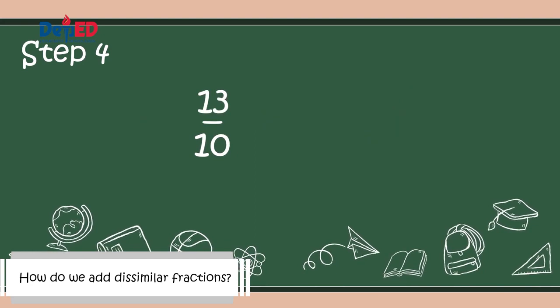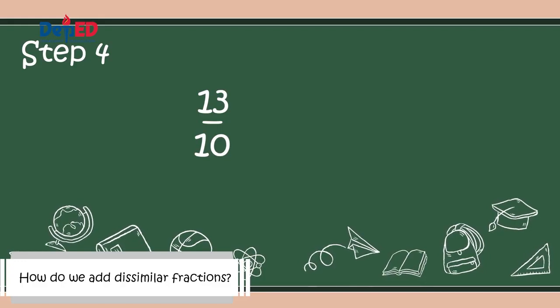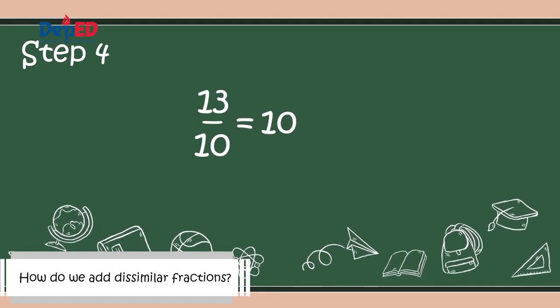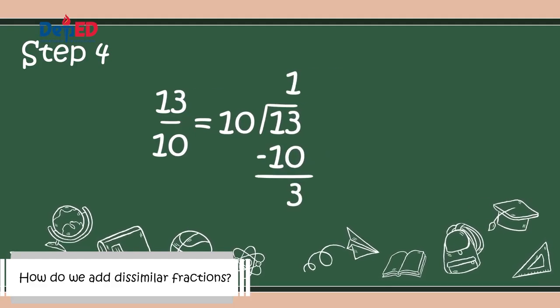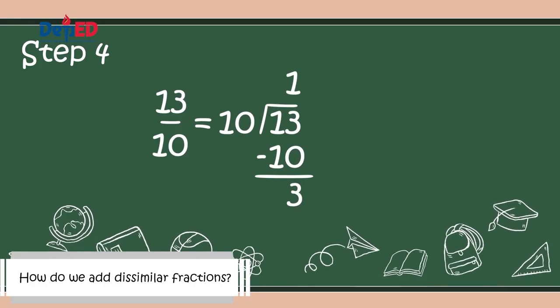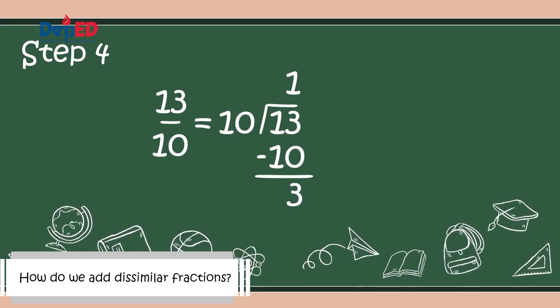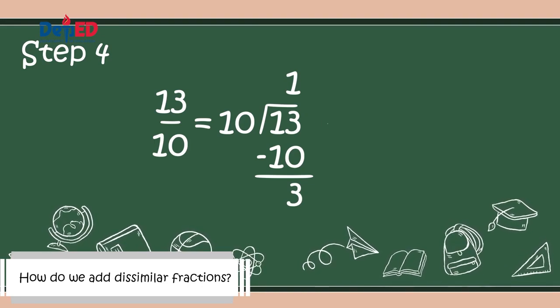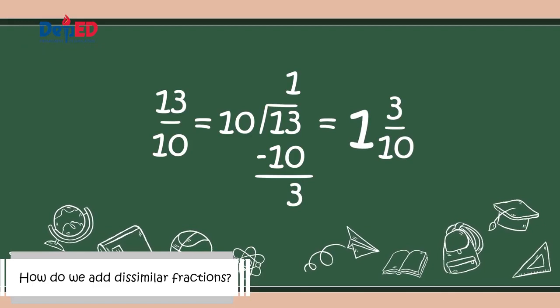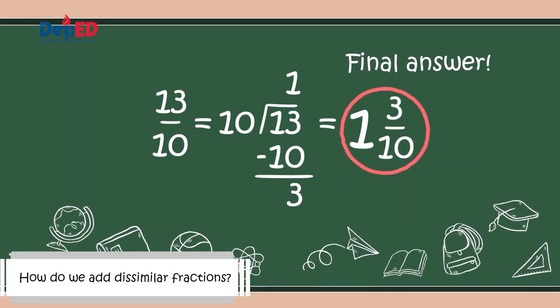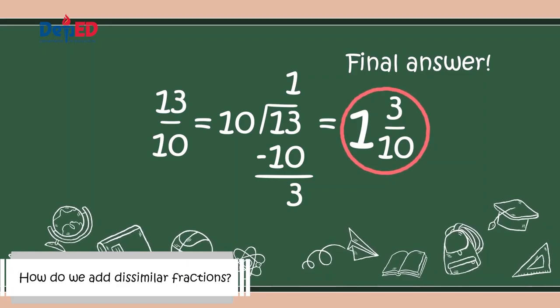Step 4. Reduce the answer to lowest term if possible. Since the answer is an improper fraction, change it to mixed number by dividing numerator by the denominator. 13 divided by 10 equals 1, remainder 3. Write the quotient as the whole number 1, the remainder 3 as the numerator and the divisor as the denominator. Therefore, 13/10 is equal to 1 and 3/10.